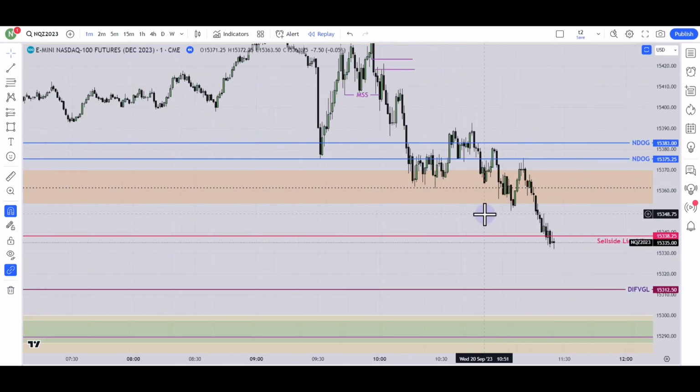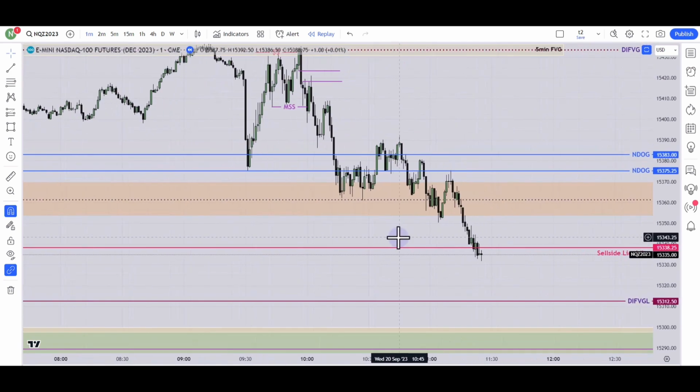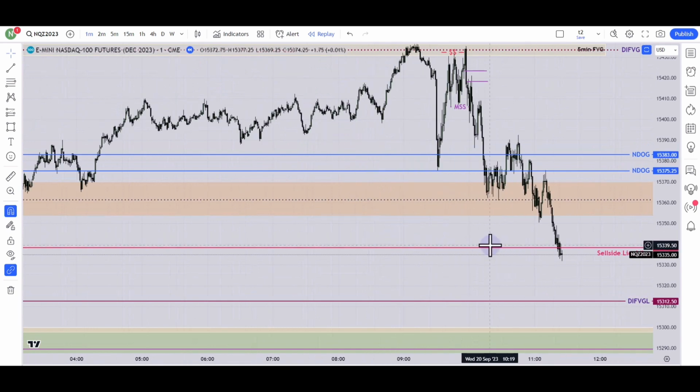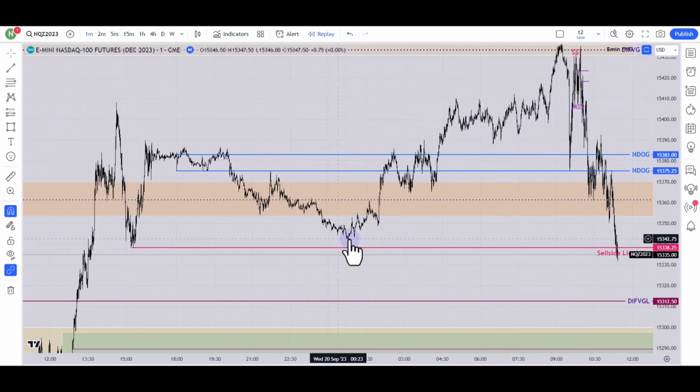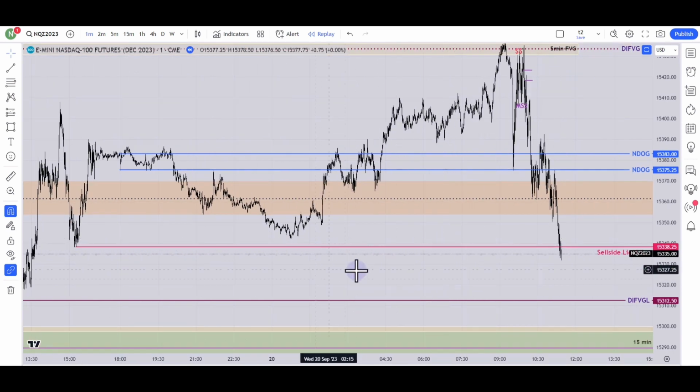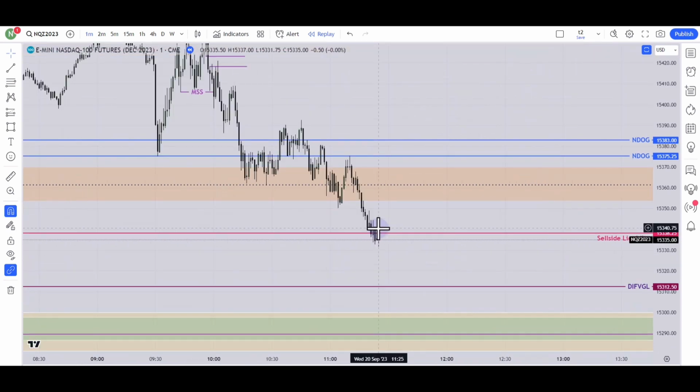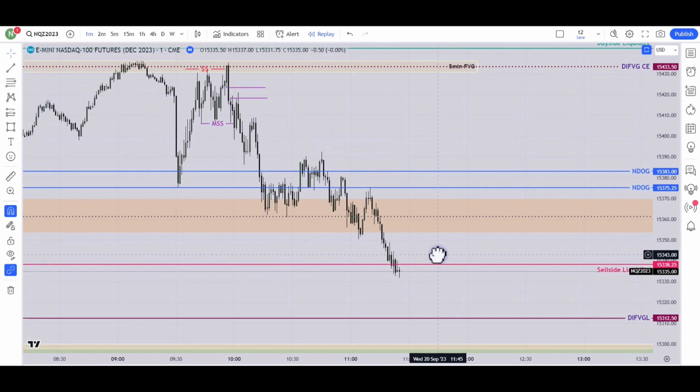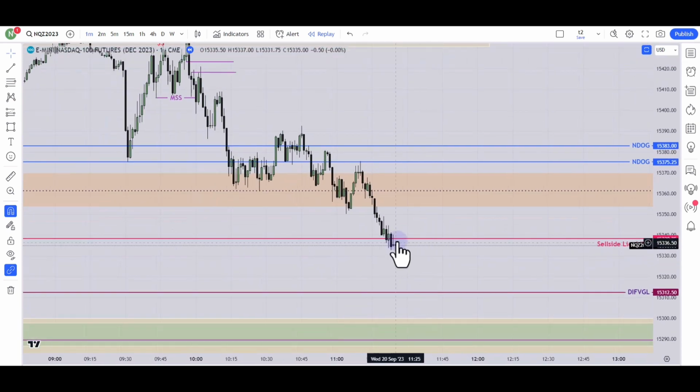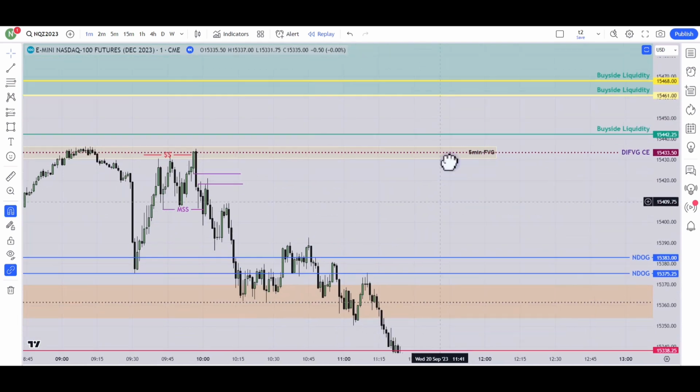Okay. So here is the sell side. You remember, this is the sell side. It has taken the sell side over here very nicely, and it was 11:25. So inside the morning session, I saw that it has cleaned the sell side liquidity. Instead of cleaning the buy side liquidity, it cleaned the sell side liquidity.